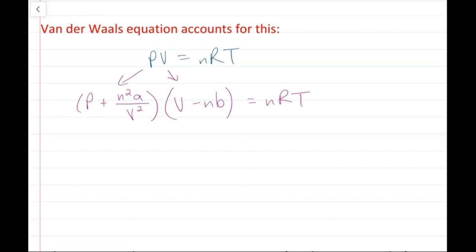Okay, so we're just replacing P with P plus n squared times a over V squared, and then V with V minus n times b. And again, a and b are just constants. You'll be given this equation. You'll also be given the constants. So let's talk about how we would use this to solve a problem.